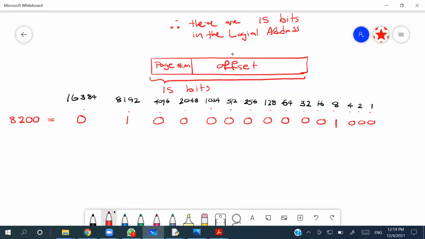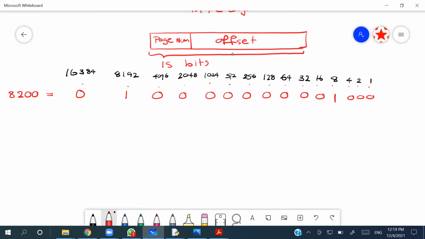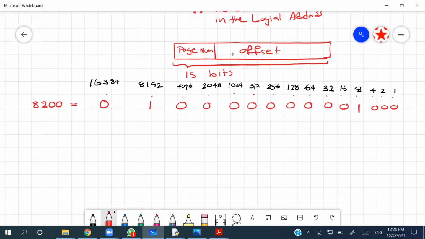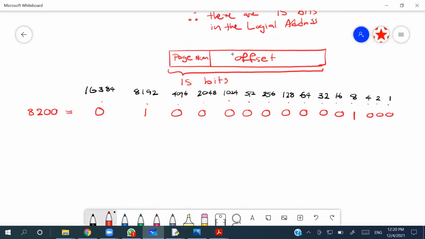Now from this we have to leave out the offset part, because the page number is the first part and the offset is the next part. Once we remove the offset bits, we can find out how many bits are there for the page number. So how do we get to know how many bits are there for the offset? Page size is given, so we have an equation: page size is equal to 2 to the power offset bits.